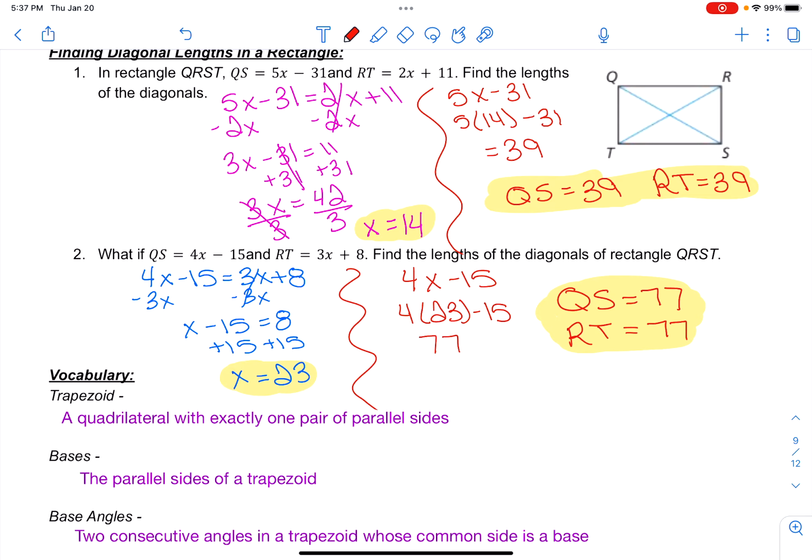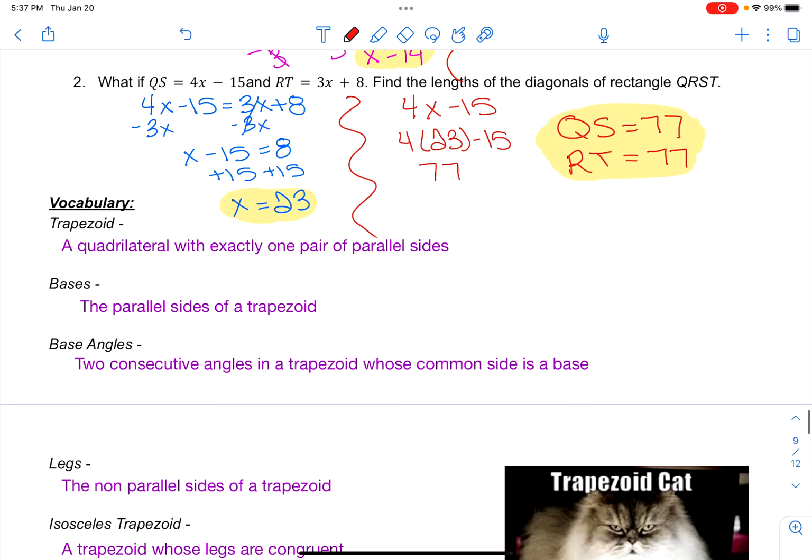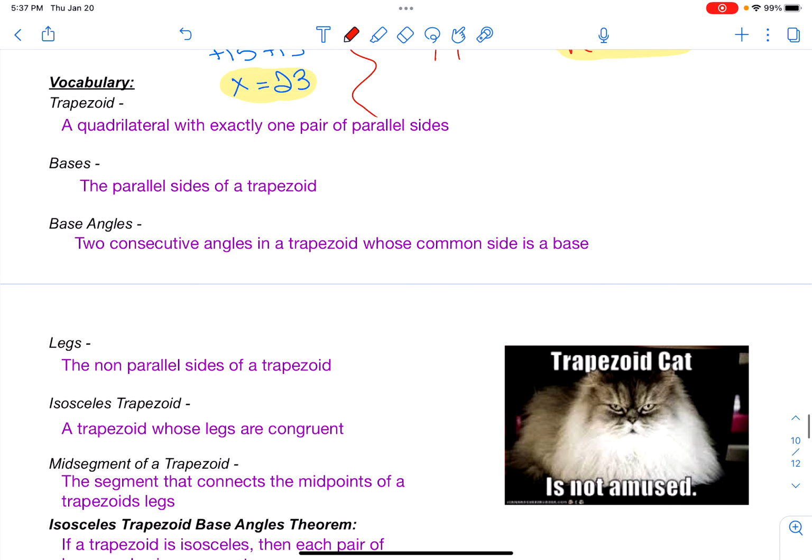All right, so then next we get into our vocab about trapezoids. This is the next kind of special shape that we're learning about, and we have all of this vocab. So a trapezoid, to start with, is a quadrilateral with exactly one pair of parallel sides. Quadrilateral, remember, four-sided figure. So within a trapezoid, we have bases, base angles, and legs.